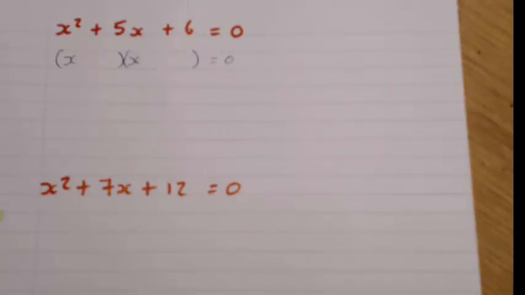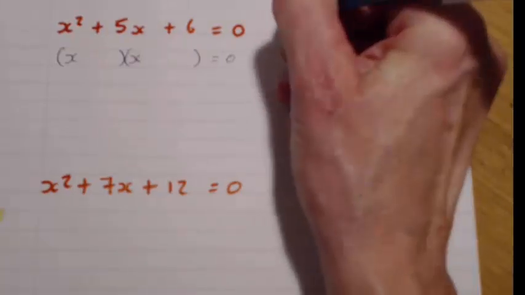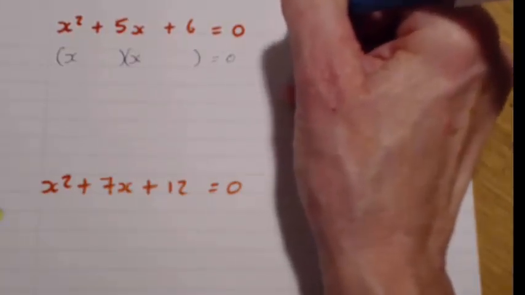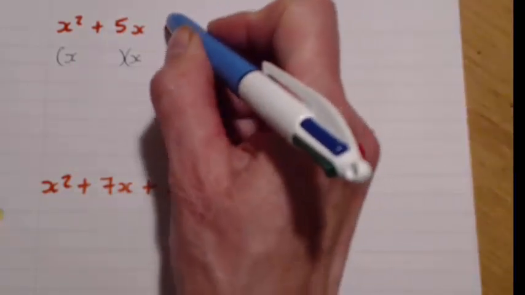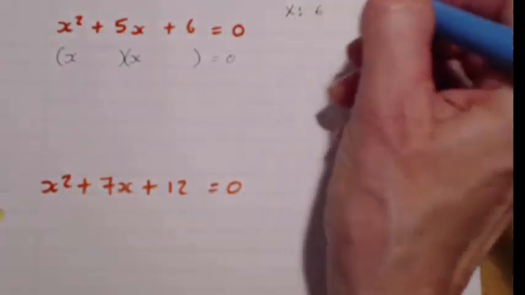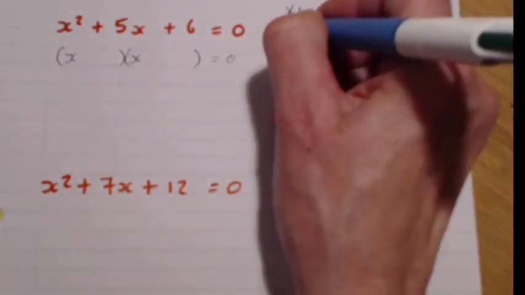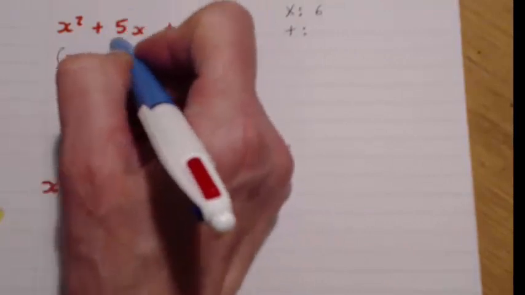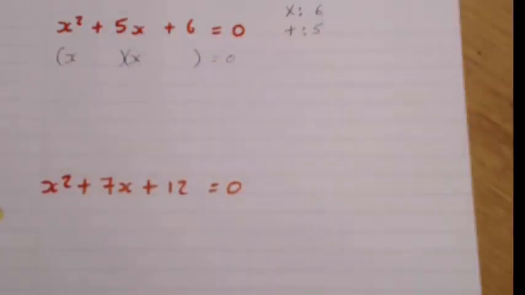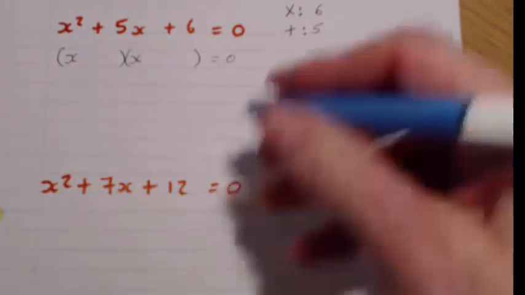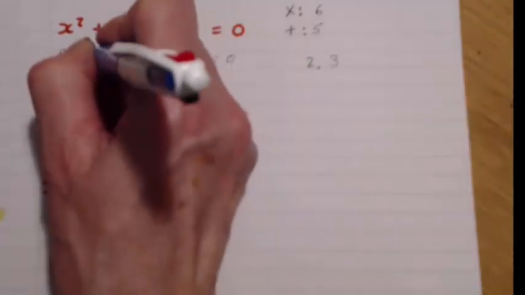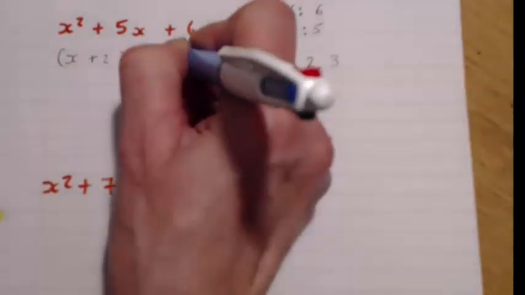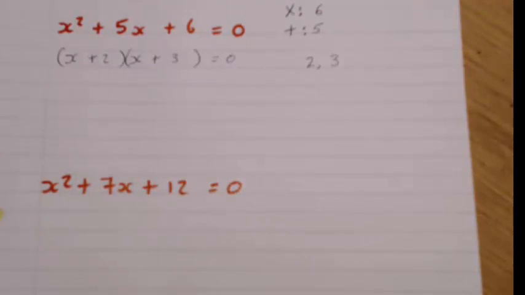That's the big question. Well, we need to find two numbers that multiply, this is just the way I write it, multiply to 6, but add to 5. So what are the two numbers that multiply to 6 and add to 5? Well, it's not 6 and 1, it's 2 and 3. So those are the numbers we put in. So that's the factorisation done.